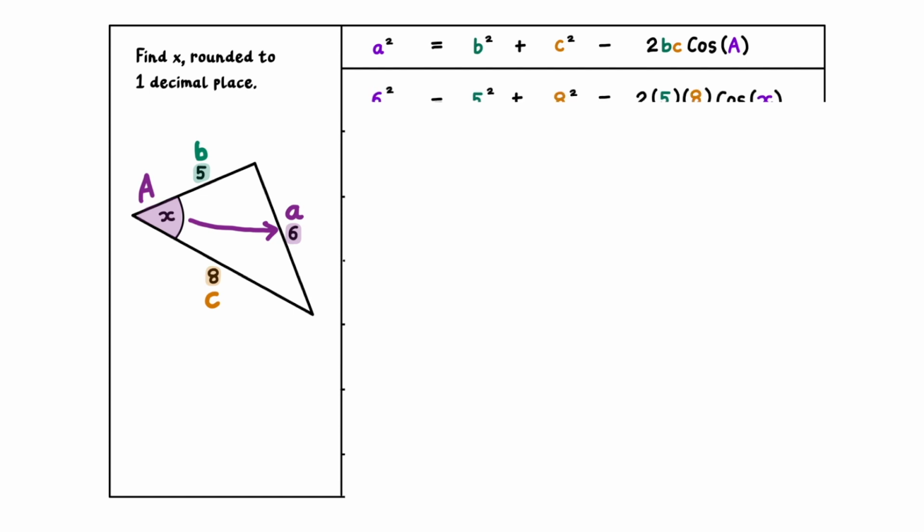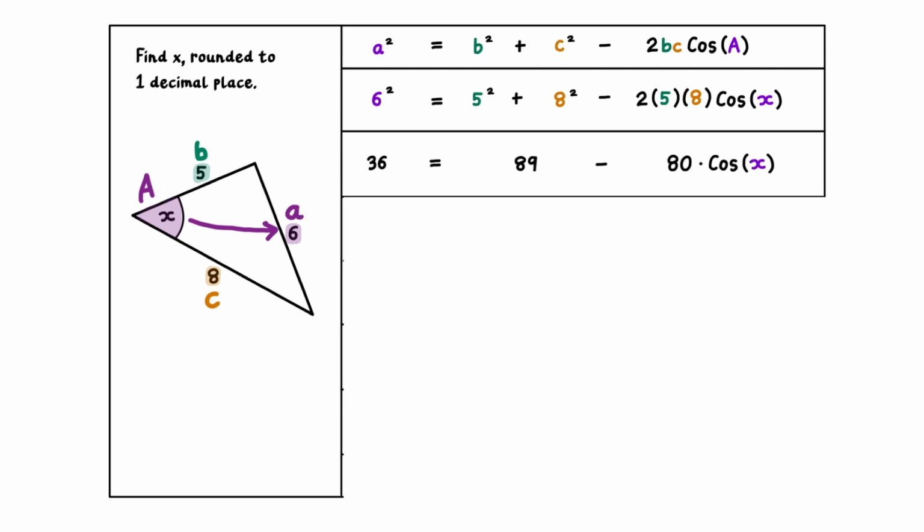Putting these values into the statement of the cosine rule tells us that 6 squared equals 5 squared plus 8 squared minus 2 times 5 times 8 times the cosine of x. Solving this equation will require several steps. To begin, we can simplify things by performing some computations. 6 squared equals 36. 5 squared plus 8 squared comes out to 89. And 2 times 5 times 8 equals 80.